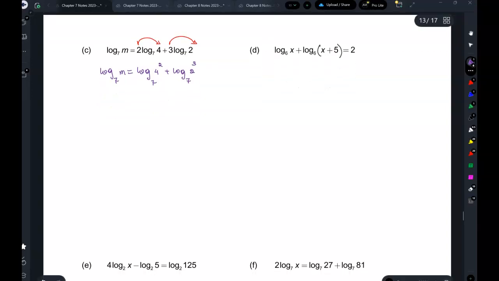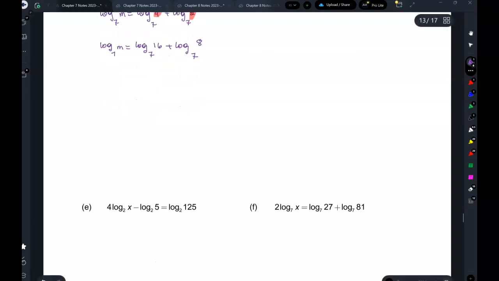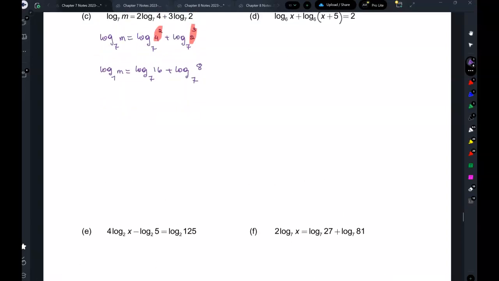Okay, let's simplify that. Log 7m is equal to log 7, what's 4 squared? 16, plus log 7, 2 cubed is 8. Any questions on how we did that? Okay, now, I still have the problem of 2 logs on one side. So I need to somehow combine them.